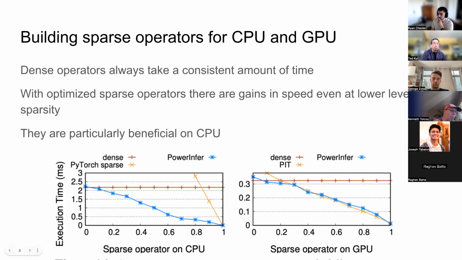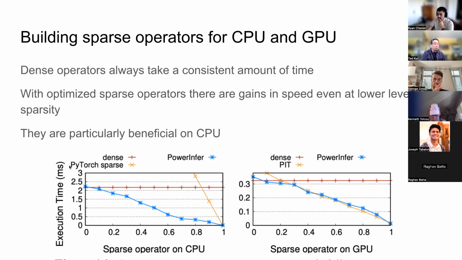So one of the next pieces is they actually built the sparse operators. Normally you do your matrix multiply, and it's just fully dense. And so we can see the trade-offs here. This is sparsity on this axis, and you can see that dense is always going to be exactly the same amount of time because it's always doing the full calculation.